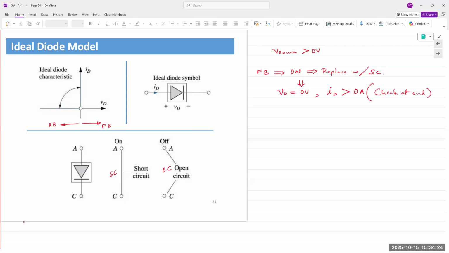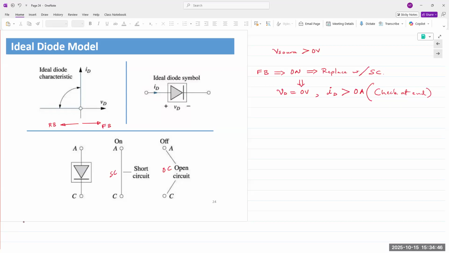Okay, or verify at the end. If your diode voltage is not 0, or if your diode current is not greater than 0 amps, then your assumption is incorrect. You have to go back and modify your assumption. Okay. So again, if you assume that your diode is on, then you have to verify these two assumptions.